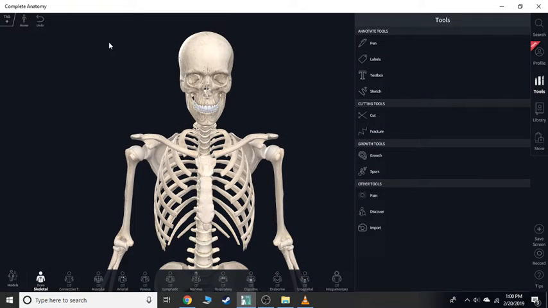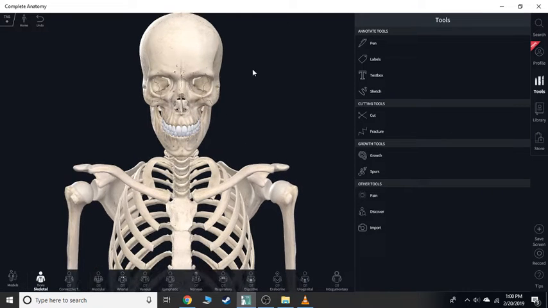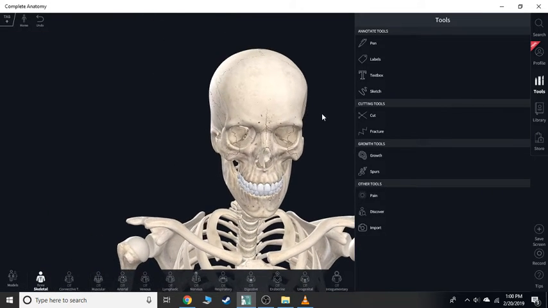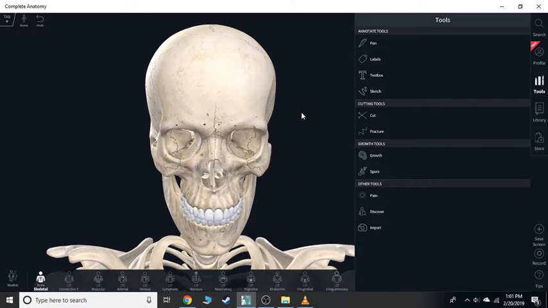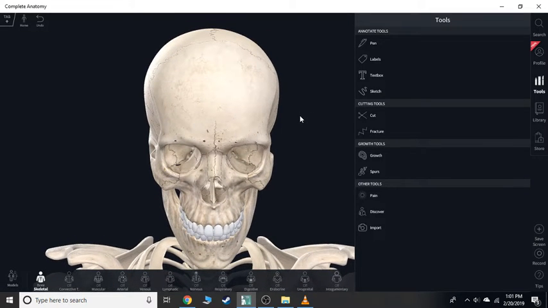All right. Welcome to the cranial bones. There are 8 cranial bones. We'll go over each of them individually, some of their landmarks. Let's get right into it.